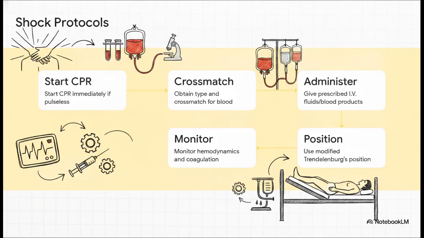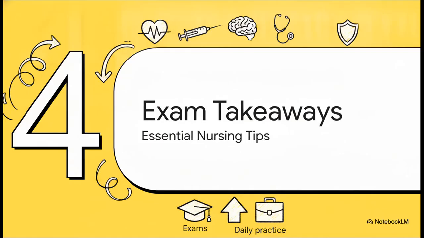So how exactly do we stabilize a patient when they're tanking from hypovolemia? It's a fast-paced sequence. Step 1, if they lose their pulse, you are on the chest, starting CPR immediately. Step 2, get a type and cross-match for blood drawn and sent right away. Step 3, vigorously administer those prescribed IV fluids and blood products to get that vital volume back up. Step 4, put them in the modified Trendelenburg's position to help promote venous return back to the heart. And step 5, you continuously monitor their hemodynamics, their ABGs, and coagulation studies. You're trying to catch impending coagulopathies like DIC, that's disseminated intravascular coagulation, before things go past the point of no return.